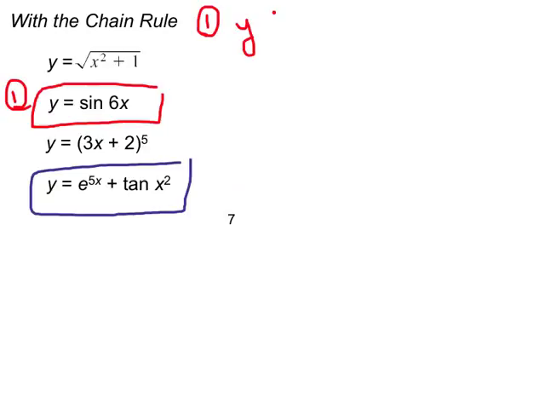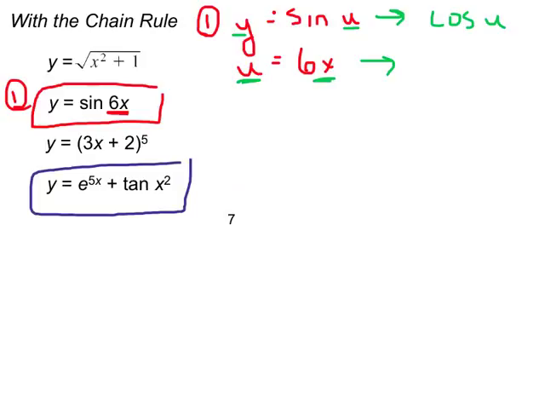I can rewrite this as y equals the sine of u, which is obviously going to force u to equal 6x. Now the chain rule says I can find both derivatives, so find the derivative of sine u. That's going to be dy/du. So dy/du equals cosine u and du/dx equals the derivative of 6x. And the chain rule states that you have to multiply those two derivatives together.